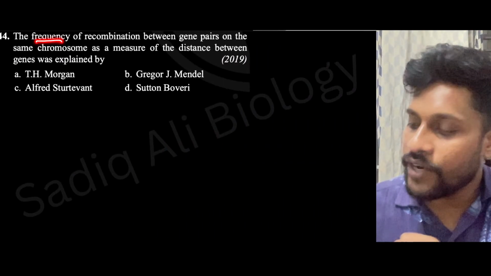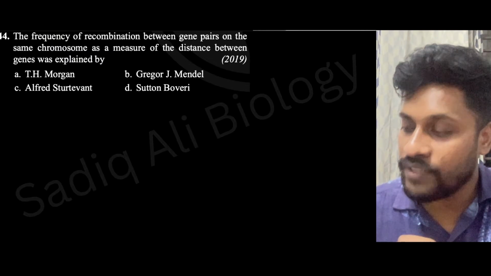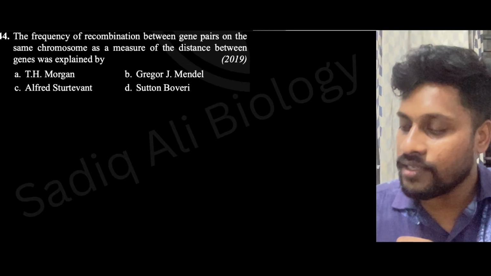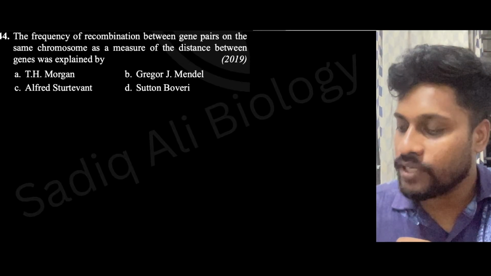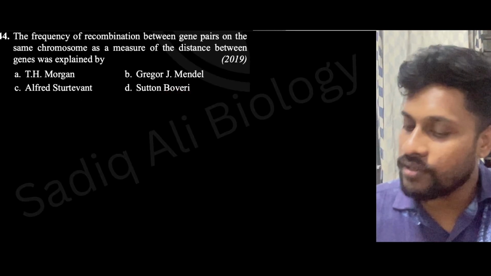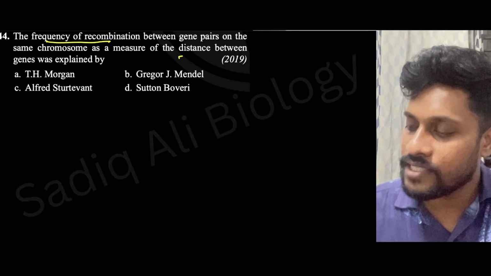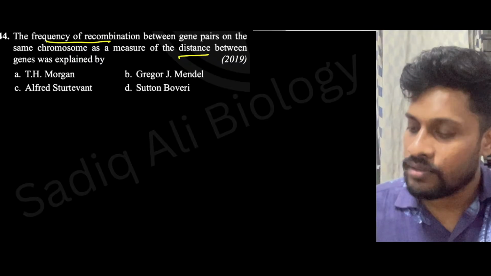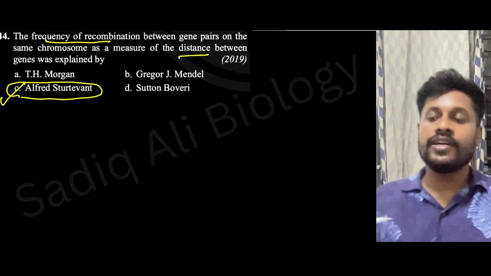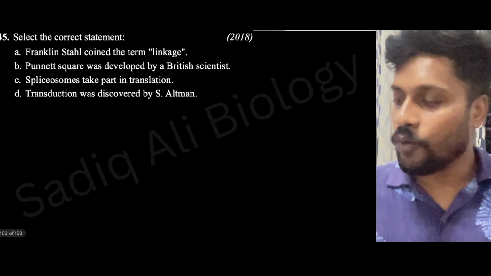44. The frequency of recombination between gene pairs on the same chromosome as a measure of the distance between genes was explained by Morgan, Mendel, Alfred Sturtevant, Sutton and Boveri. Guys, what is the answer here? The frequency of recombination as distance between genes was proposed by Alfred Sturtevant. Option C will be the answer. We already discussed it. Question is repeated.